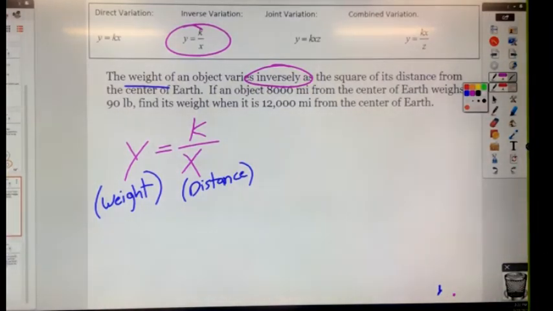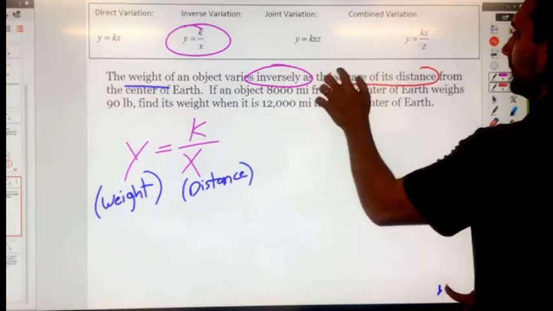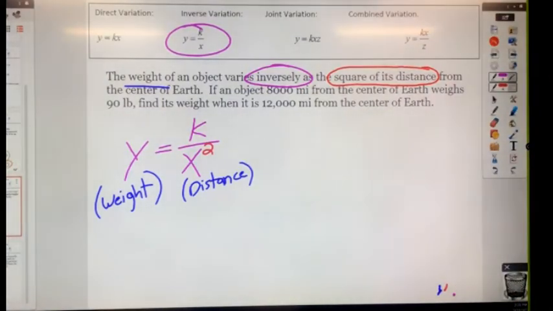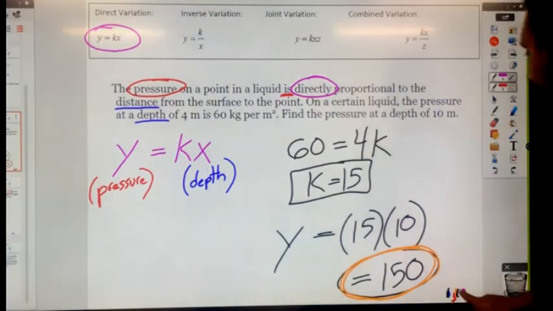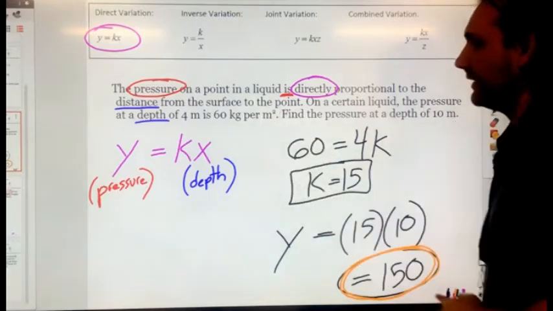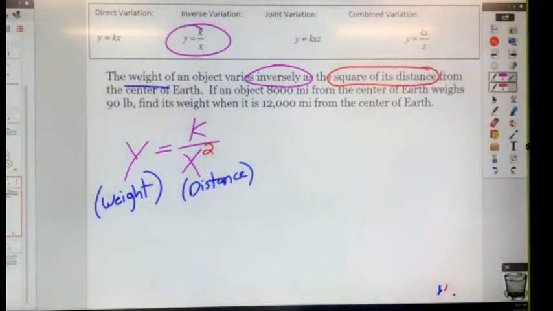If you pay close attention, what am I doing to distance? Squaring it. So again, I have to modify this a little bit to y equals k over x squared. You just have to read it carefully. Technically, this is a really tricky one because of the unit of measurement, meters squared. Technically you have to square that as well, but I didn't want to get into that. That's a little too tricky.